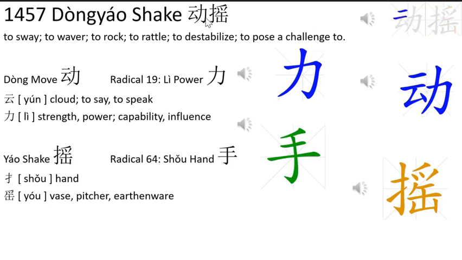Dòngyáo means shake, sway, waver, rock, rattle, destabilize, opposed to challenge to. From the verb dong. Dong means move, right? This has the radical Li, which is on the right side, and Yuan on the left side. Yuan and Li together become dong, which means move.